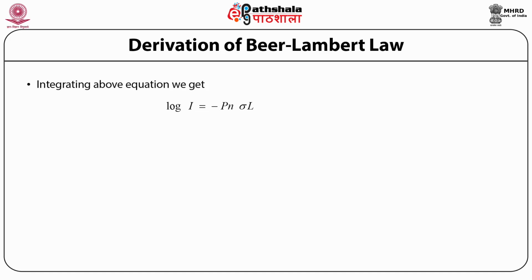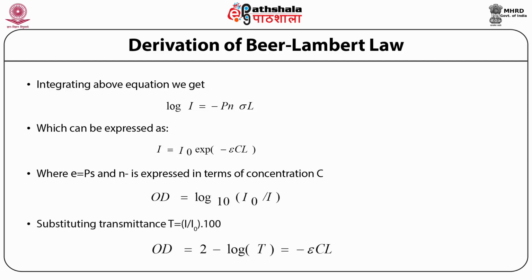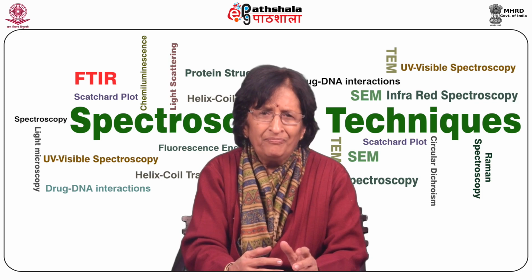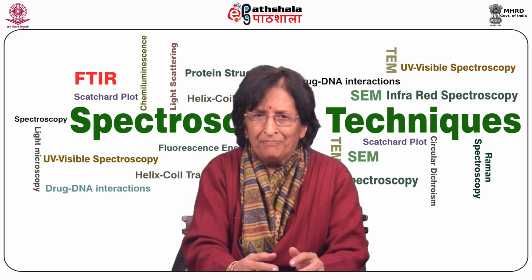If we integrate the equation given in the previous slide, we get log of I equal to minus P n sigma L, which can be also expressed as I equal to I0 exponential to the power minus epsilon C L, where epsilon is P sigma and n is expressed in terms of concentration C. OD is defined as log to the base 10 I0 upon I. Substituting the transmittance T, which is equal to I upon I0 multiplied by 100, OD can be given equal to 2 minus log of T, or equal to epsilon C L. Beer-Lambert law, the absorbance A is equal to a multiplied by b multiplied by c.